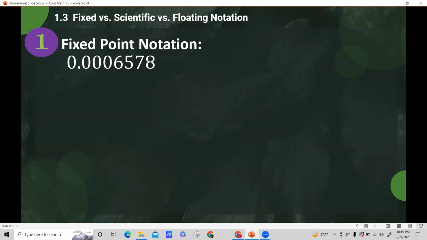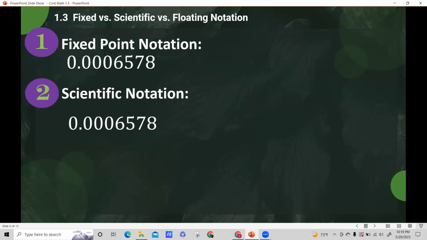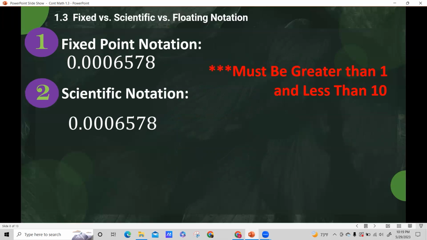So let's now look at fixed point notation of a very small number. So this is a very small number, 0.0006578. Okay, so let's see how this is going to be different. In scientific notation, remember, we have to be greater than 1 and less than 10. Right now our problem is that we're less than 10, but we are not greater than 1. So we have to move the decimal place until we are greater than 1.